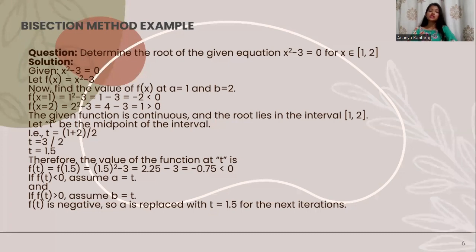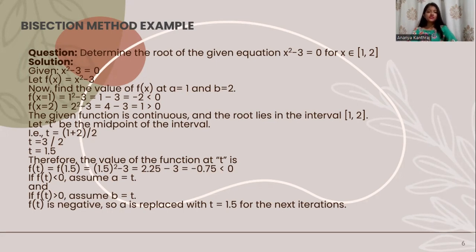Second, x is equal to 2. Let us substitute x equal to 2 in the equation x square minus 3. We get 2 square minus 3, which is 4 minus 3, which is 1. It is greater than 0. Hence, the given function is continuous and the root lies in the closed interval [1, 2]. Let t be the midpoint of the interval as mentioned in the algorithm. That is, t is equal to (1 plus 2) divided by 2, which is 3 by 2, which is 1.5.